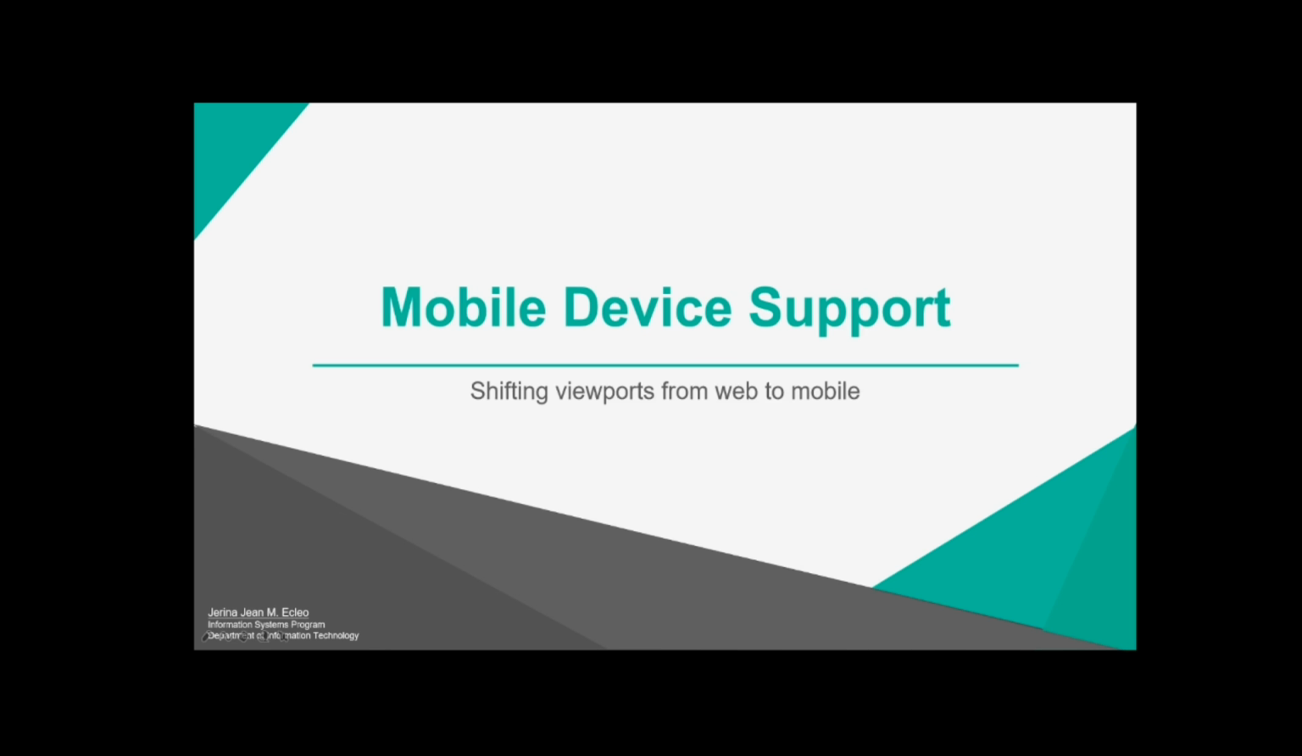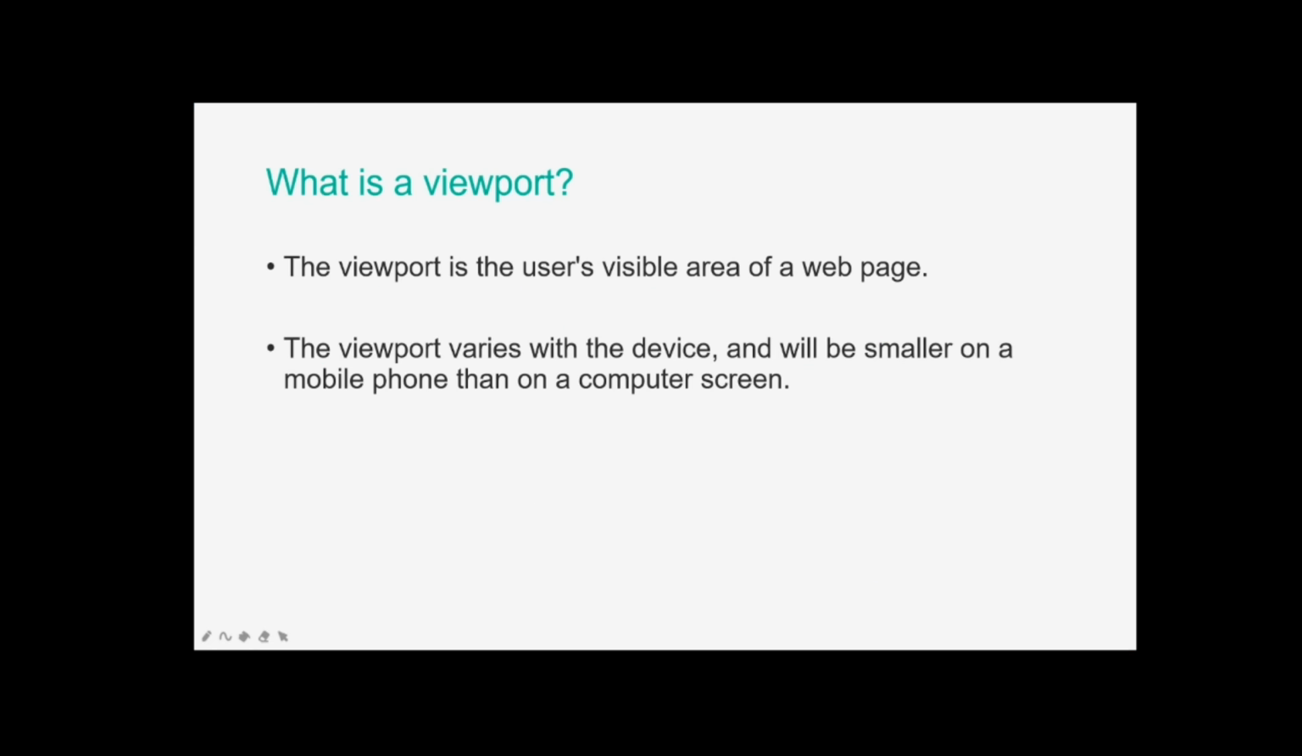So if we define a viewport, it is the user's visible area of a web page. The viewport varies with the device, and it will be smaller on a mobile phone than on a computer screen, as it will shrink all of those contents in the web if we use the mobile viewport.